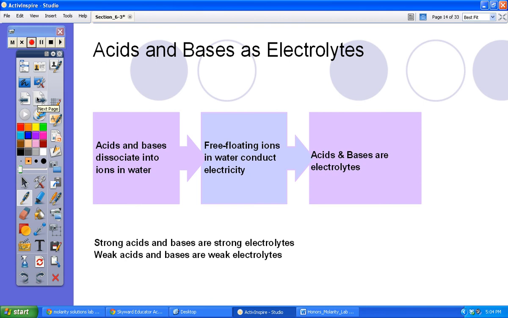Acids and bases act as electrolytes. It's a really important part. So strong acids are strong electrolytes. Weak acids are weak electrolytes. Same with the bases.